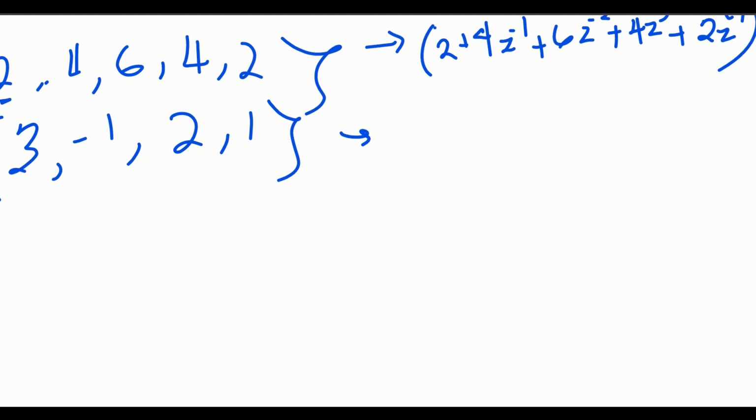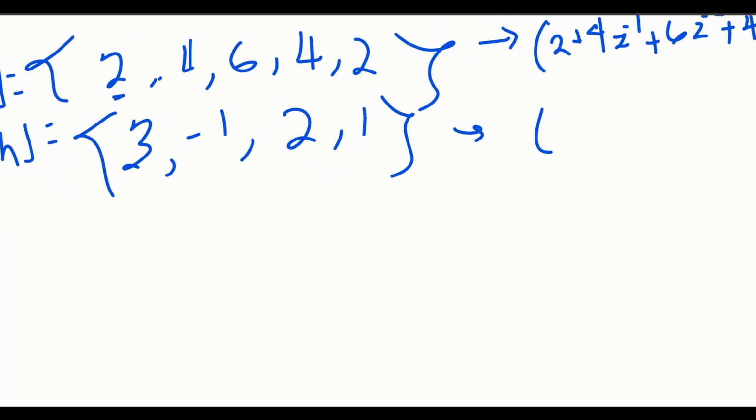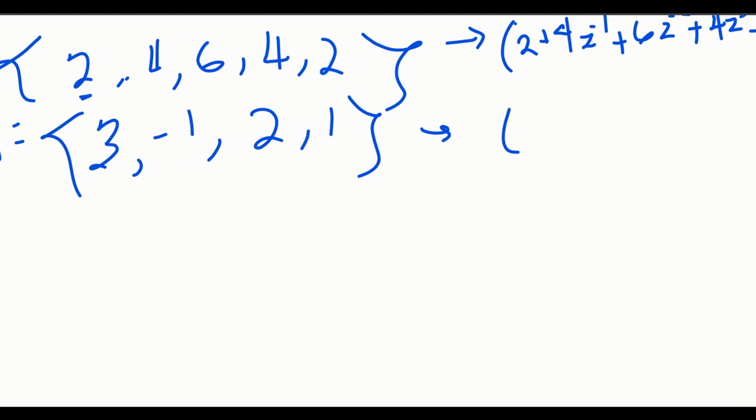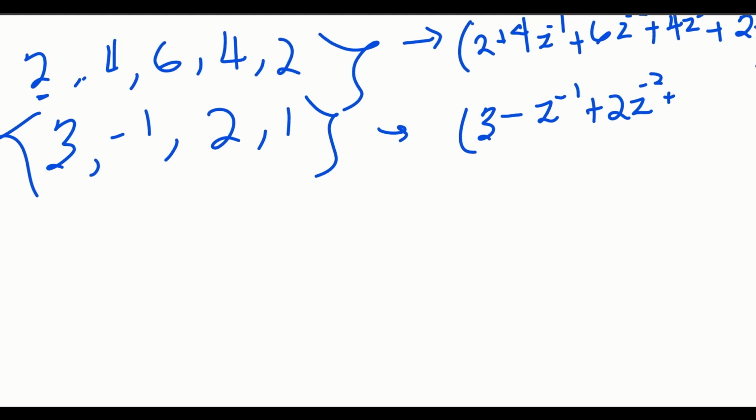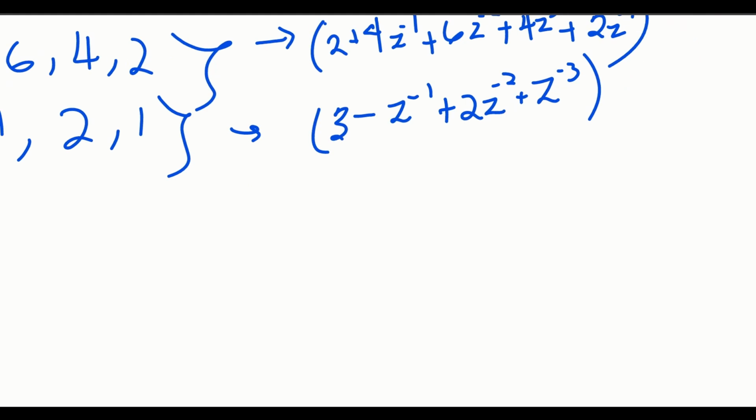And this one, if you transform it as a polynomial as well, it gives you something like 3, oh no, the second term is negative, so it will be 3 minus z^-1 plus 2z^-2 plus z^-3. Yeah, so I hope I'm right.